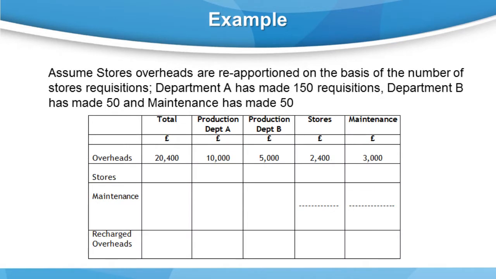Stores overheads are to be reapportioned on the basis of stores requisitions. There were 250 of these in total, with 150 raised by Department A, 50 by Department B and 50 by maintenance.